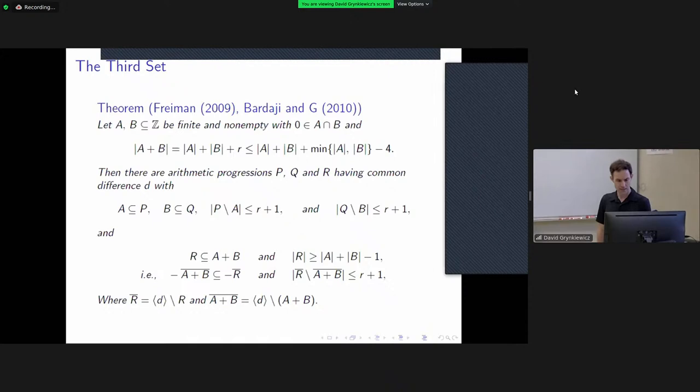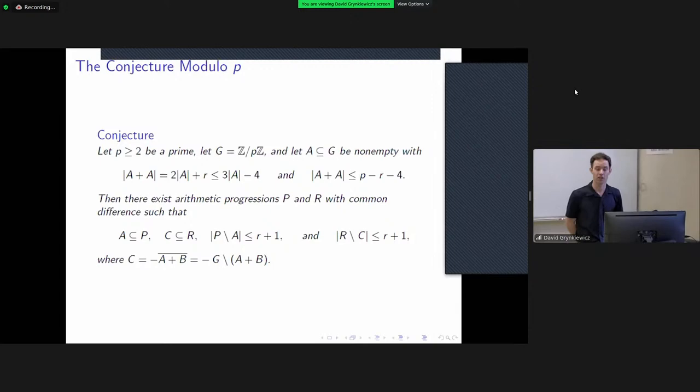And this is a third set that's sort of having a symmetric almost relation to the other two sets A and B, even though it does have infinite cardinality, this complement of A plus B. So that's all the stuff inside the integers. And the title of this talk involves sumsets mod p. So let's move to modulo a prime.